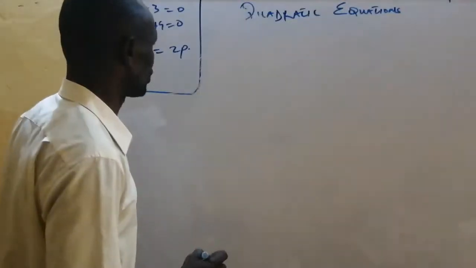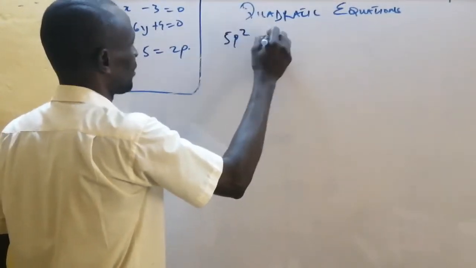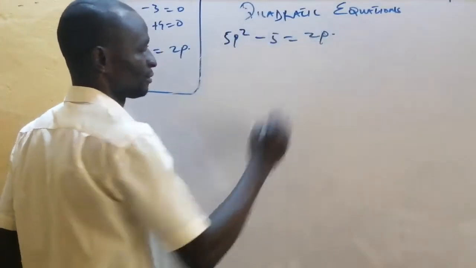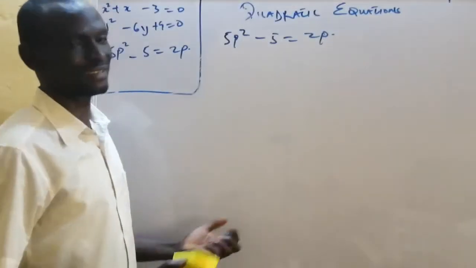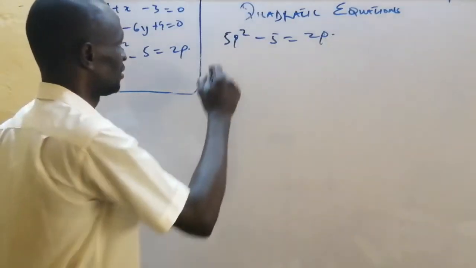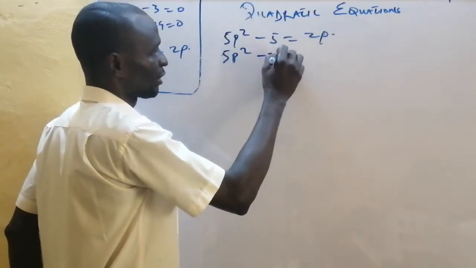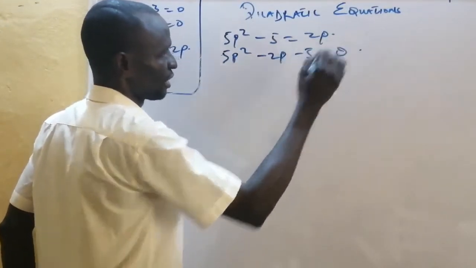Let's take the third question. Question 3: 5p squared minus 5 is equal to 2p. Now, the examiner has actually disorganized the question, permit me to use that word. So let's reorganize it. It becomes 5p squared, take your 2p back here, becomes minus 2p minus 5 equals 0.